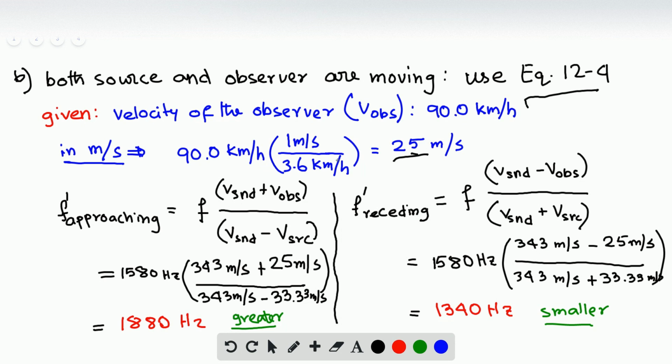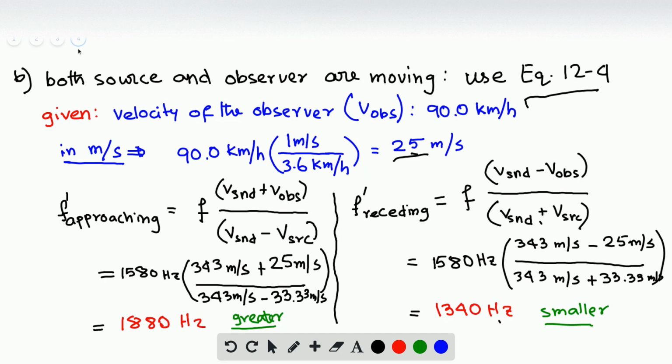For receding, we put a minus sign on top and a plus sign at the bottom, and that gives us a number smaller than 1580, because the numerator is now smaller than the denominator, so you get a factor less than 1, and that's why you get a smaller number. That's how you do part B.